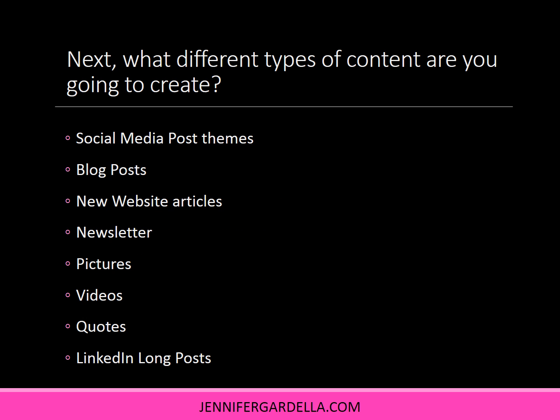Okay, so then on your social media editorial calendar, you're going to put different types of content that you are going to create. So you're going to create social media posts, so make sure for every month you have a different theme, or several themes depending upon your business. You're then going to list out what blog posts are you going to write. You may include new website articles for every month just to keep your website articles building.